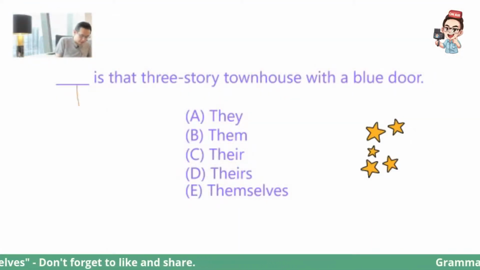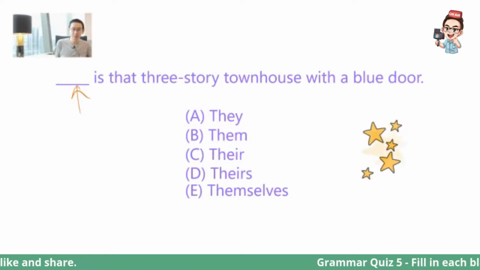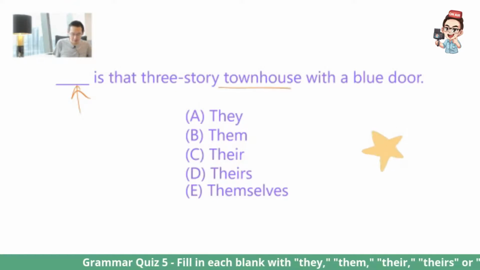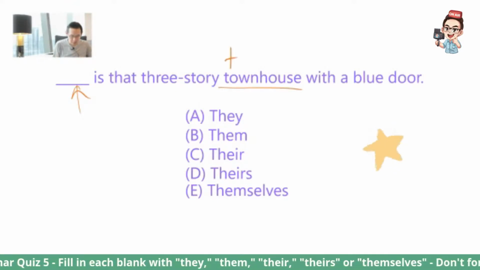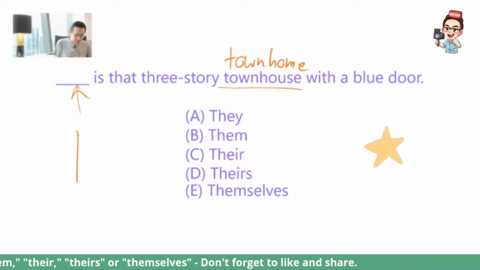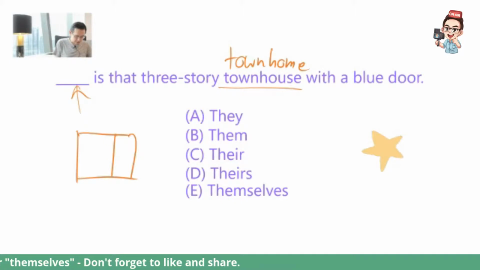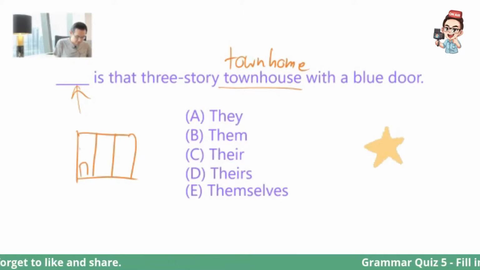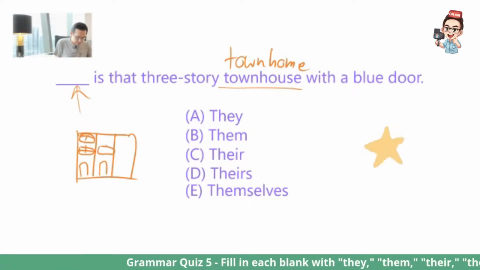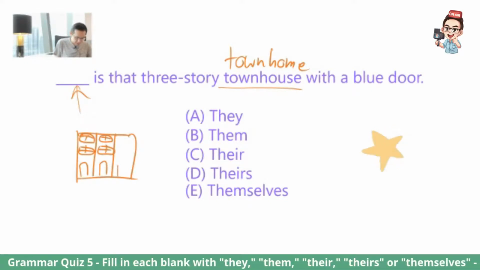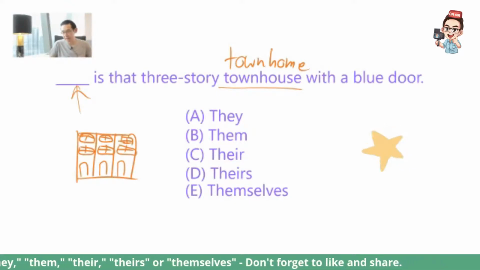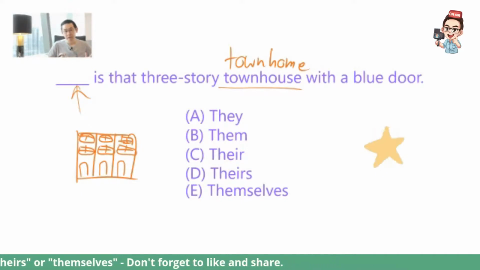We have a blank here, right? Let's look at the meaning of the whole sentence first. Okay, we're talking about a 3-story townhouse. So a townhouse, or sometimes you hear the word townhome, same thing, is like a row of similar buildings here. So this is one townhouse. Okay. This is another townhouse. All right. And this is the third townhouse. So this is an example of a townhouse. Like it is not separate like a normal house.